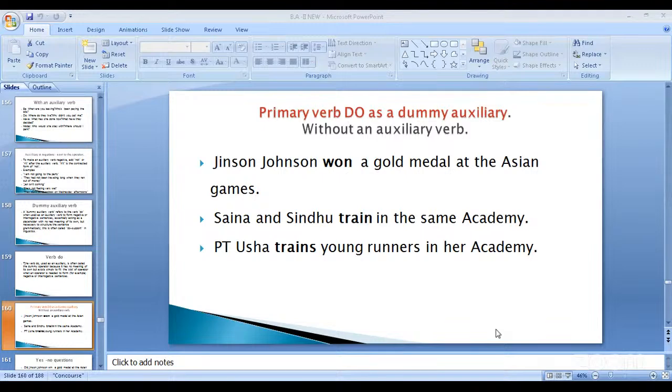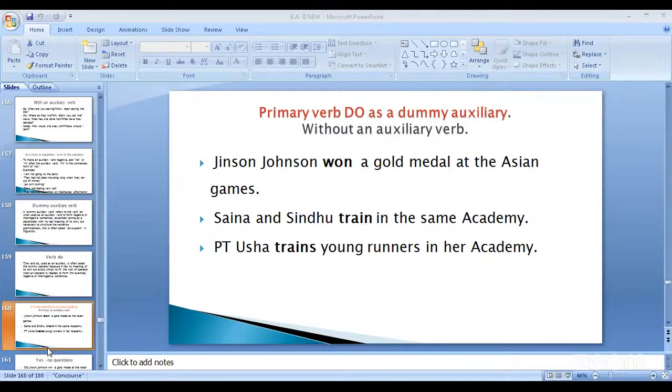Then the next sentence, Saina and Sindhu train in the same academy, and there's no auxiliary verb here. PT Usha trains young runners in her academy. Here also, I do not see any auxiliary verb. So if you do not find an auxiliary verb, then do can be used as an auxiliary verb here to make questions, right? So let us quickly have a look in the next slide.